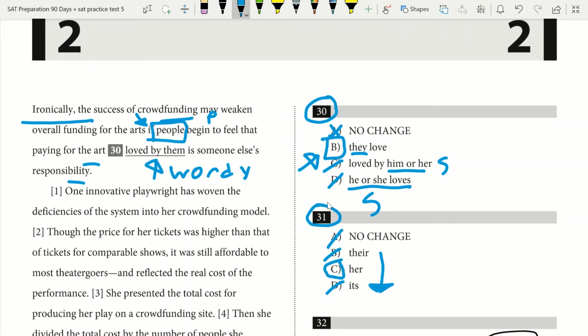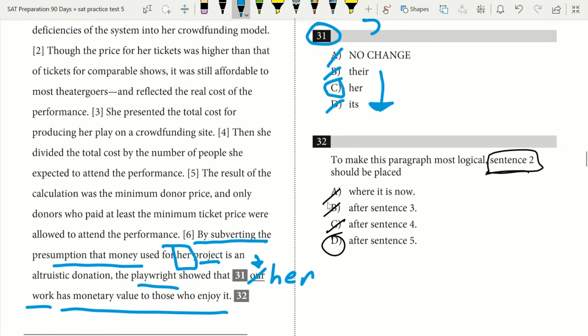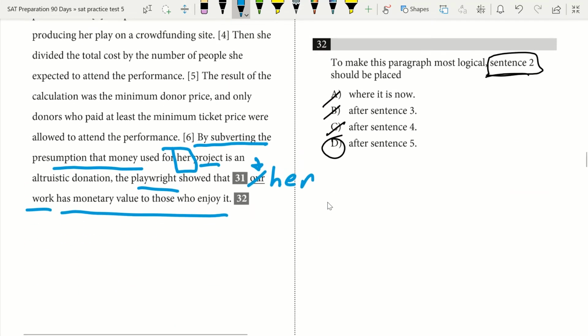Right, so we know our answer there is going to be C. Now, one thing I want to point out there for 31 as well is sometimes you'll have to go back to the sentence before the sentence you're on to find what that pronoun should be, to find the subject it's referring to, to find that antecedent.